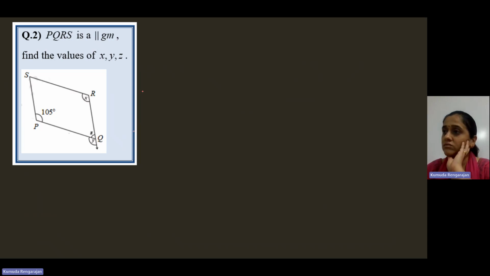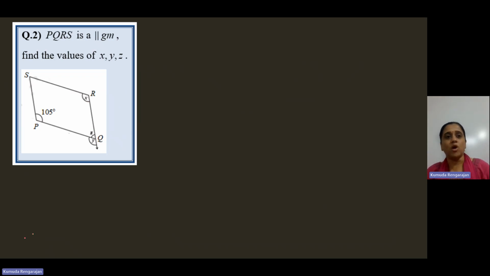Z is equal to? Correct. So you can find Z using the property that adjacent angles are supplementary. We just recalled the property from another presentation. So angle Q plus angle R is equal to 180. We just found X, opposite angles are equal, so X is 105. So Z is equal to 180 minus 105, 75 degrees, because X plus Z is equal to 180.